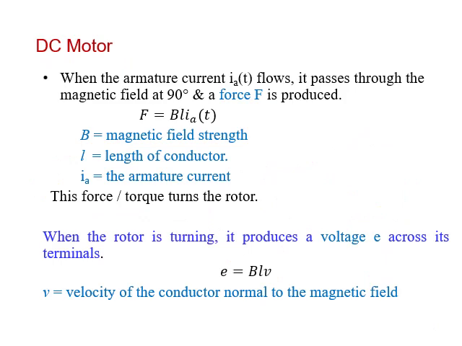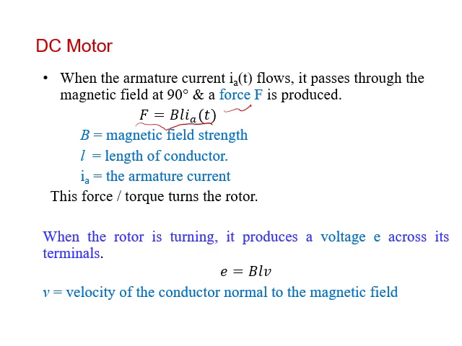So let us develop the transfer function of the electromechanical system or of the DC motor. So if the armature current flow through the coil of the motor, it's going to result in a force. That force is to be calculated as B into L into IA, where B is the magnetic field, L is the length of the conductor, IA is the armature current.